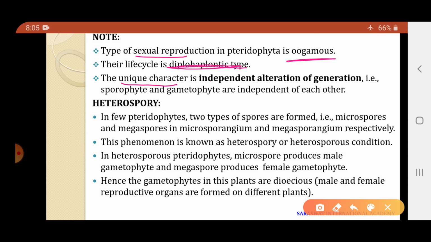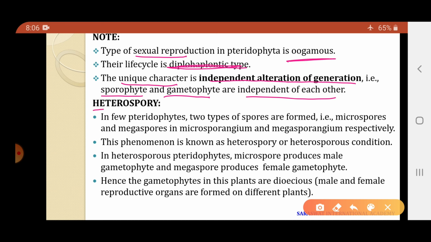The unique characteristic is independent alternation of generation. That is, gametophyte and sporophyte, they are independent of each other. So one important characteristic of the pteridophyte is independent alternation of generation. यानी स्पोरोफाइट और गैमेटोफाइट ये दोनों डिफरेंट प्लांट्स हैं, ये दोनों का एग्जिस्टेंस इंडिपेंडेंट है. अब तक हमने ये देखा कि जो होमोस्पोरस है उसमें डेवलपमेंट कैसे होता है.